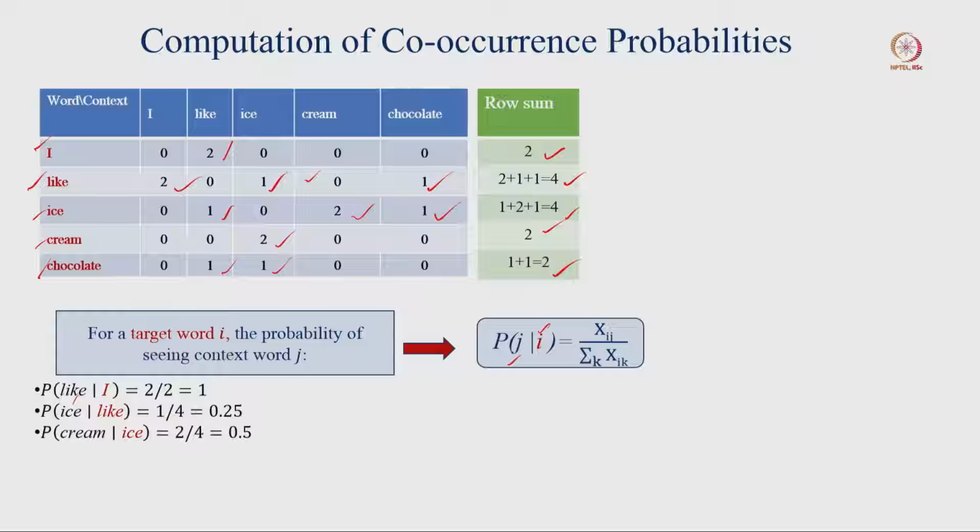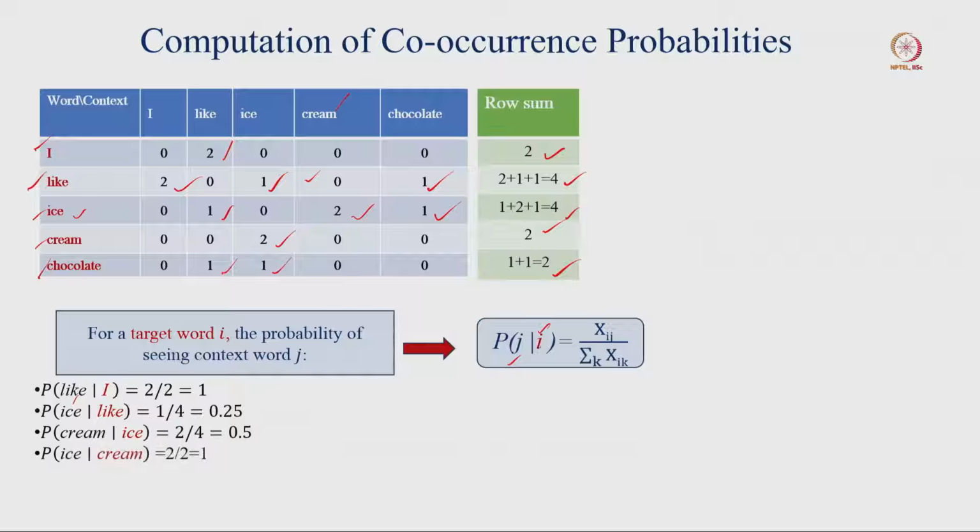Sorry, "ice" as the target word. So, where is my "ice" here? "Ice" target word is here, and I will look for the context word "cream". So, here is my "cream". So, "ice" and "cream", it is 2, and what is the row sum? It is 4. So, 2 by 4, which is half, which is 0.5.